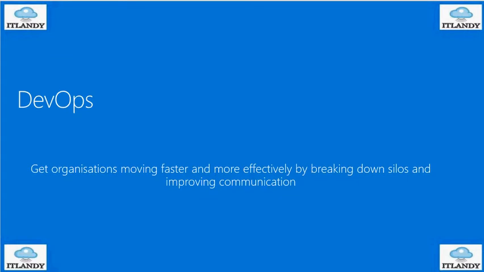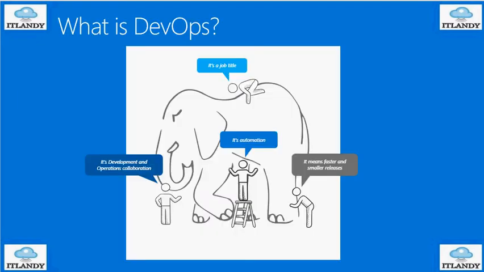The main purpose of DevOps is to get the organization moving faster and more effectively by breaking down silos and improving communication. So what does that mean in DevOps? Basically, it can mean radically different things for different people. DevOps is a term for a group of concepts that, while not all new, catalyzed into a movement that is rapidly spreading.